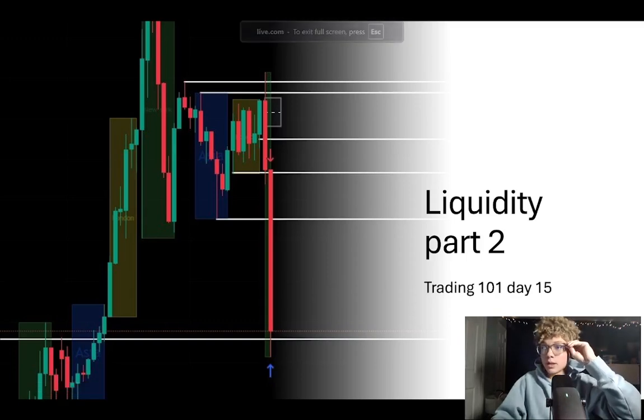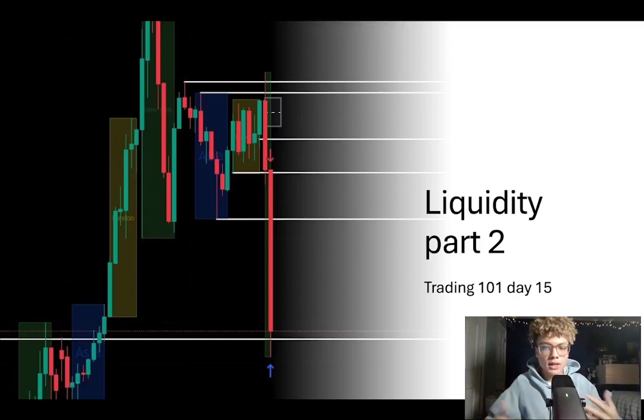So this is going to be liquidity part 2. Again, this is pretty much the most important concept you're ever going to learn when it comes to trading, whether you're learning it from me, you're learning it from TGR, or whatever. Liquidity is super important. It's the strongest magnet on the chart. You can take really good entries off of it.